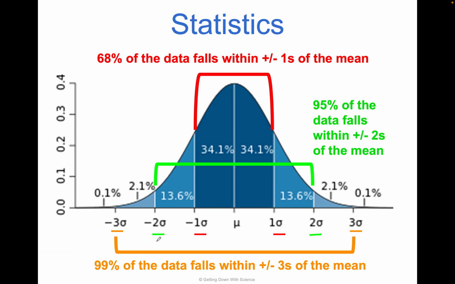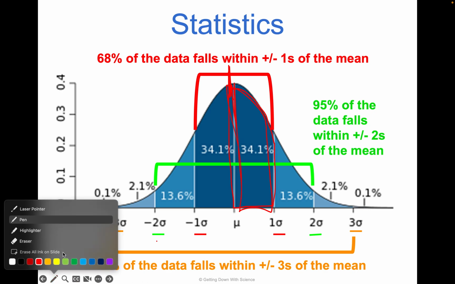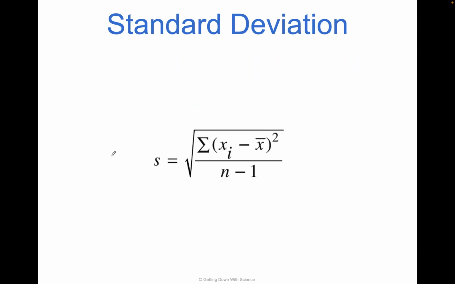And you'll hear scientists say, oh, we got this number plus 1 standard deviation, right? That means that they got a number that lies right here plus 1 right over here. So the data that the scientist is referring to when they say plus 1 standard deviation falls right over here. Okay? It's just a way that we talk about numbers. It's a way that we talk about data.